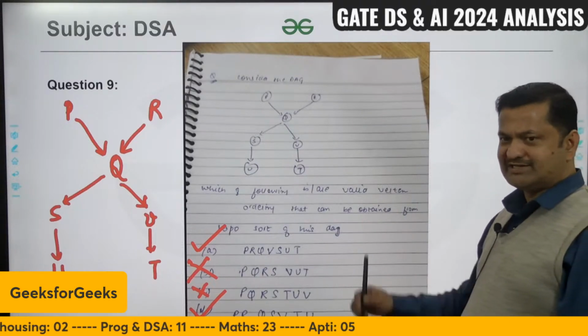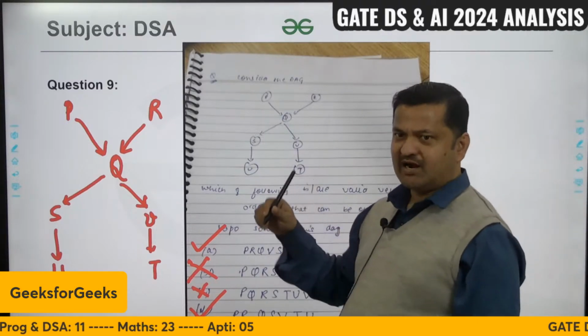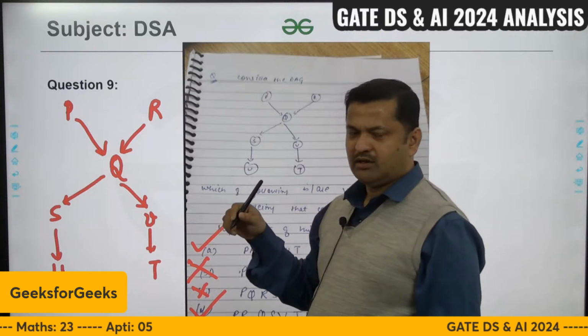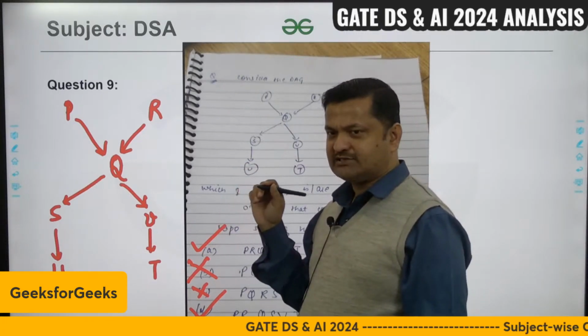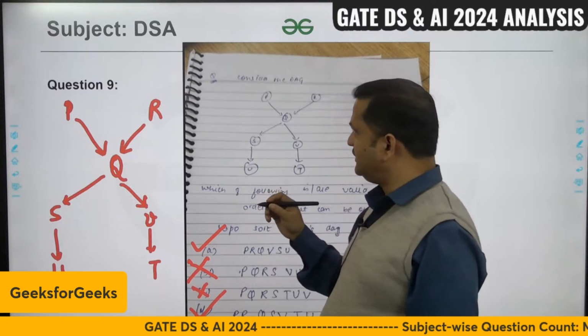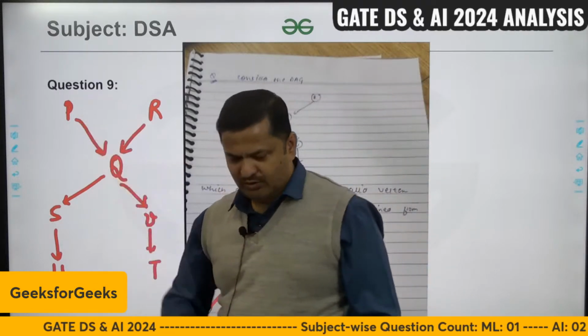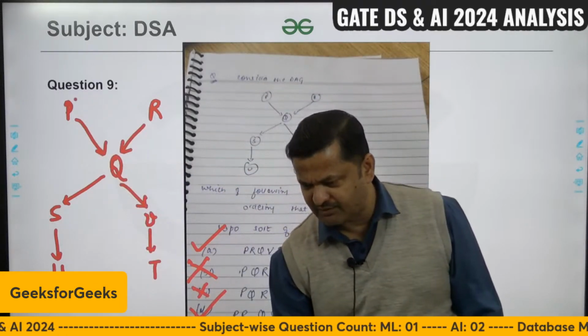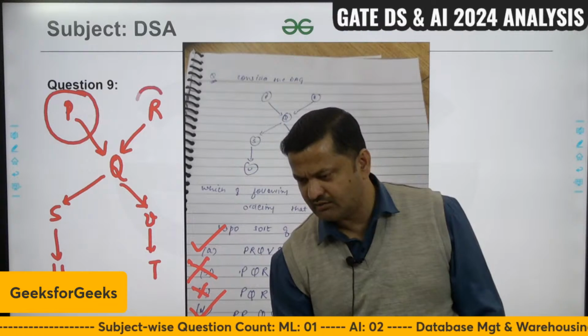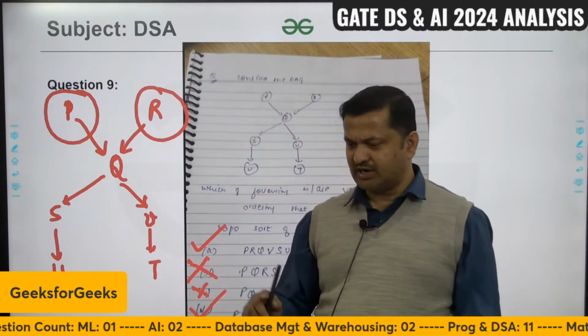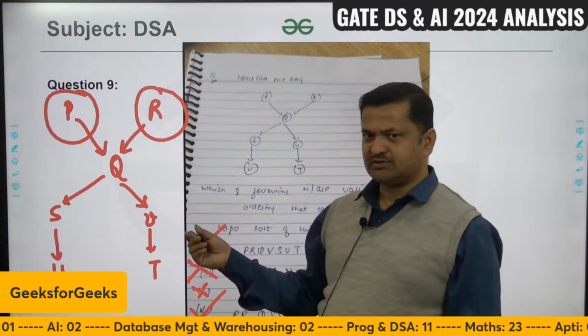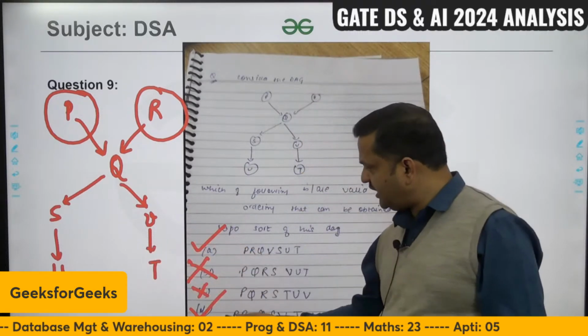So the necessary condition is that we can start the topological sorting only where the node in-degree must be 0. That is the basic necessary condition here. So node P is valid for that starting and R is also valid for that starting. So the correct order of this topological sorting must be A or D.